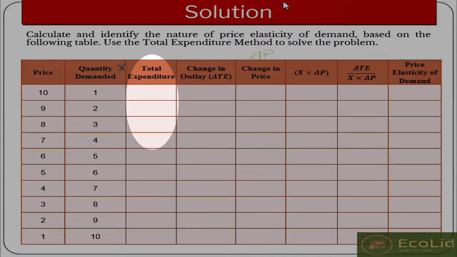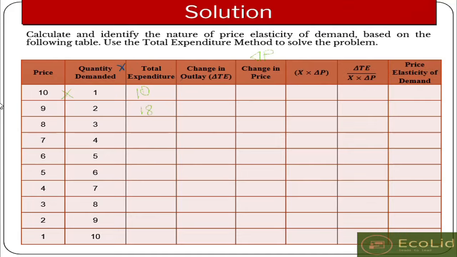Total expenditure, we need to multiply the price by the quantity. So here 10 into 1, it is 10. So 9 into 2, it is 18. So like that we will just calculate the value of the total expenditure. So it will be 24, 28, 30. Again we will have 30. 5 into 6, 4 into 7, 28. Then 3 into 8, 24. 9 into 2, 18, and finally 10 into 1, 10.